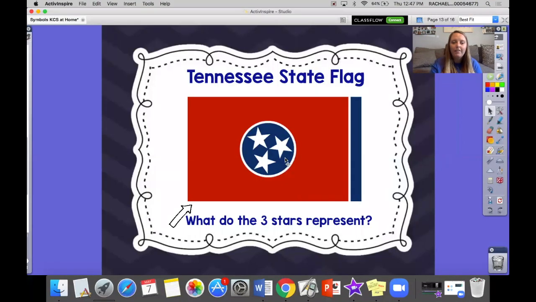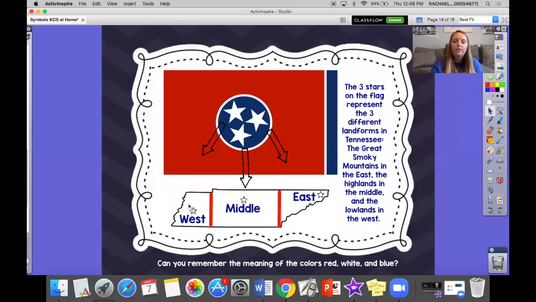So the Tennessee state flag has 3 stars on it, and those 3 stars stand for the 3 divisions of Tennessee. So Tennessee can be split into 3 parts. We can split it into East Tennessee, where we live right about here, Middle Tennessee, where you have Nashville, and West Tennessee, where you have Memphis in the corner. So for each part of Tennessee, there is a star to represent that. And as we just heard in the video, the circle around the stars shows that we are all connected and we all are one together, one group of Tennesseans.